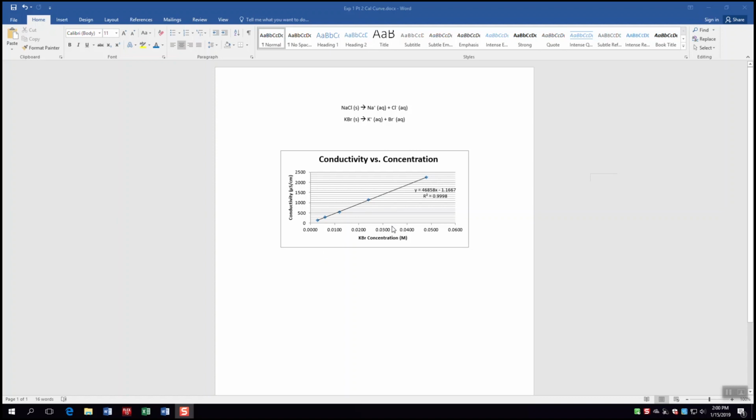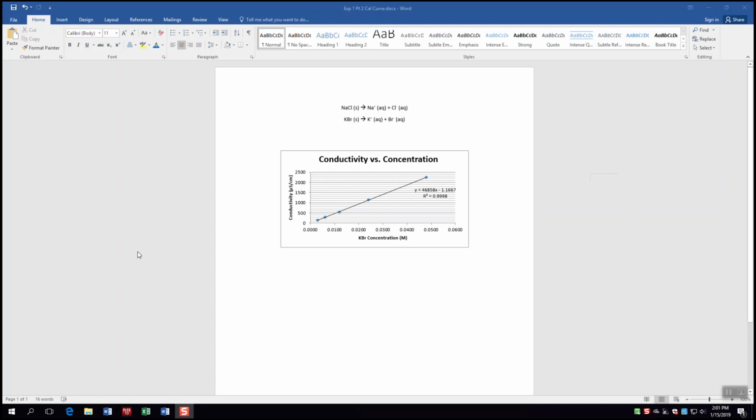These ions allow electrical current to flow through the solution, so the solution is able to conduct electricity. It turns out that the more sodium ions and the more chloride ions, or the more potassium and bromide ions that you have in solution, the more easily electricity can flow through the solution. And it allows us to generate a relationship between conductivity and concentration. And if you took Gen Chem here, you did exactly this.